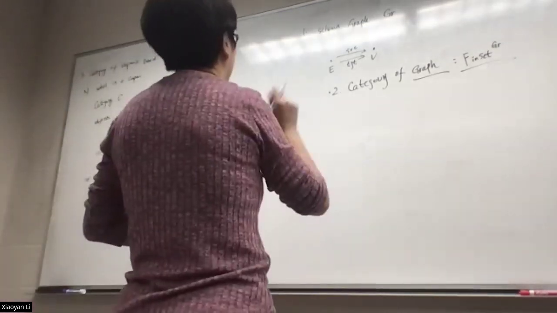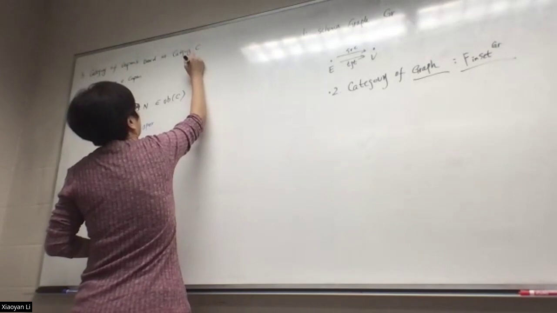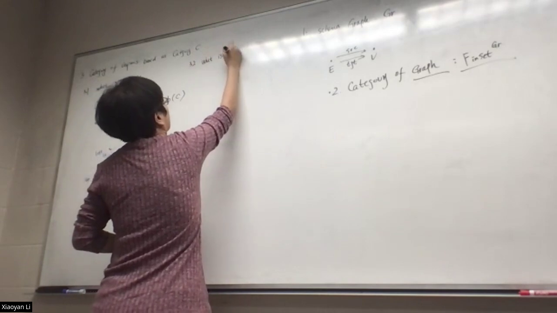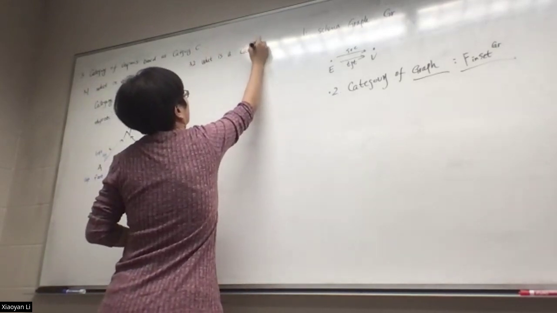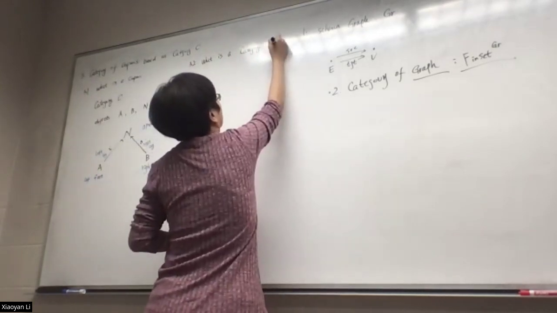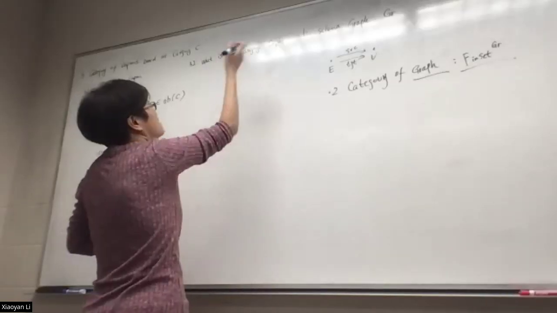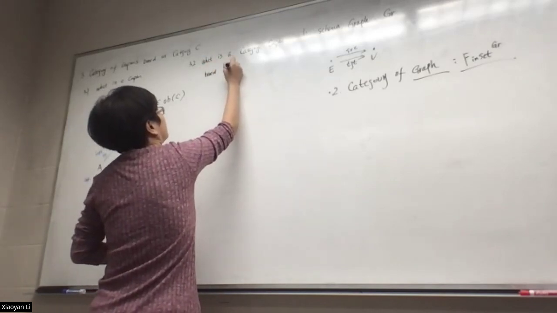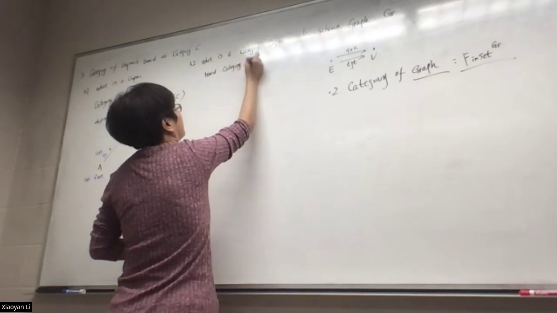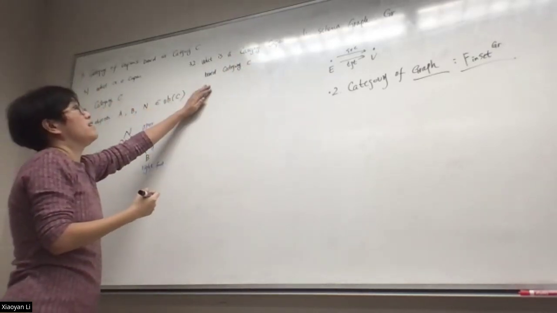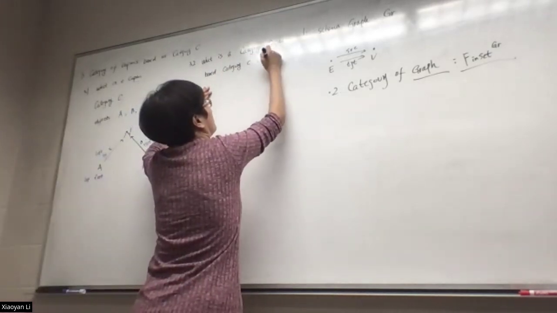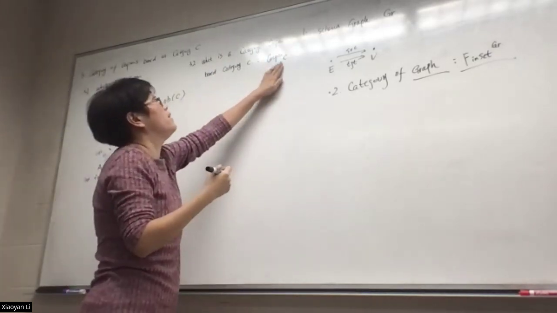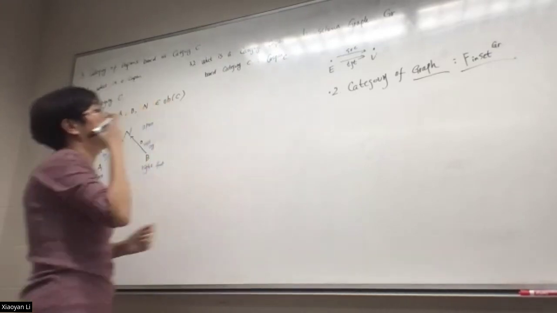Now we are ready to see the definition of a category Cospan. But this category Cospan should be built based on category C. Okay, so let's see what this category is. Usually we write it as Cospan C, because that's the category of Cospan, but constructed based on the category C.